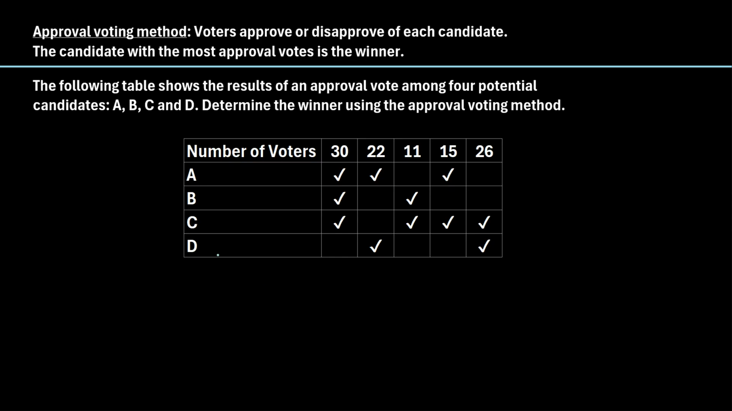This says, the following table shows the results of an approval vote among 4 potential candidates, A, B, C, and D. Determine the winner using the approval voting method. So in this table right here, here's how to interpret the values.